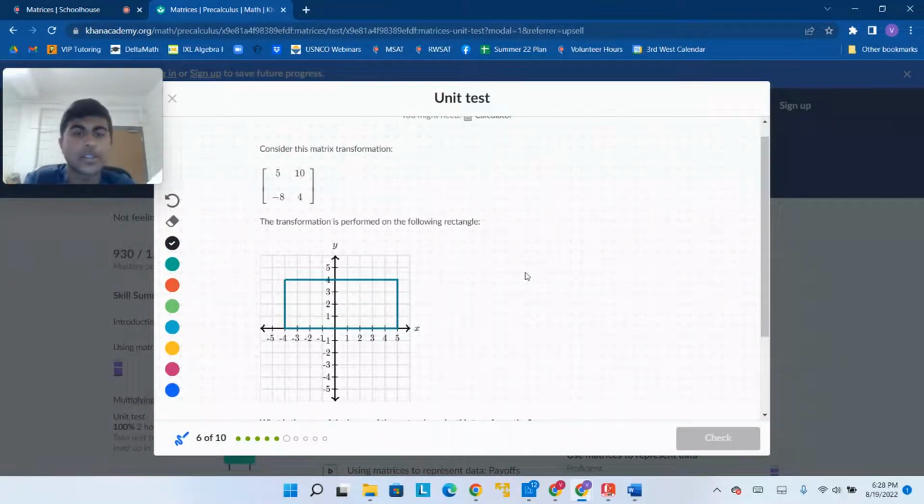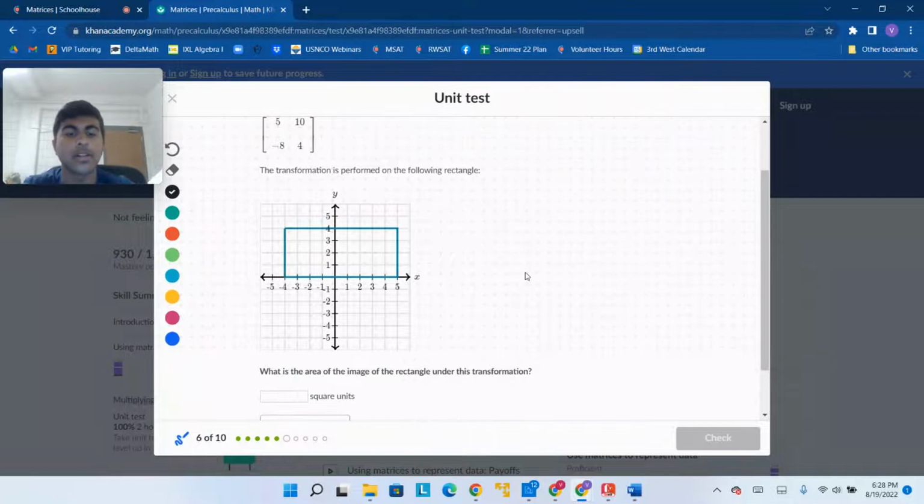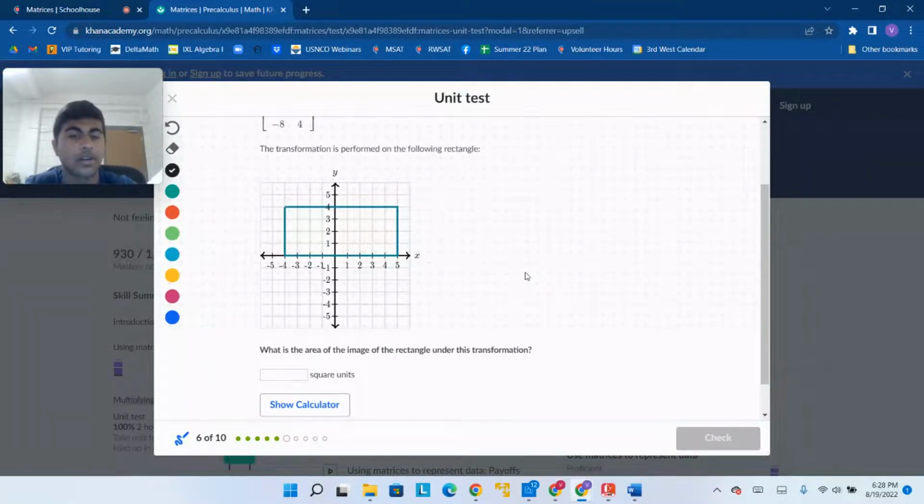Consider this matrix transformation and it's performed on the following rectangle. What is the area of the image of the rectangle under this transformation? Alright, so let's start this down. I have a notebook here, so I'm going to be writing on. Show it to you. Alright, so we have the length is 9, the height is 4, so 9 times 4 is 36. That's the area right now.